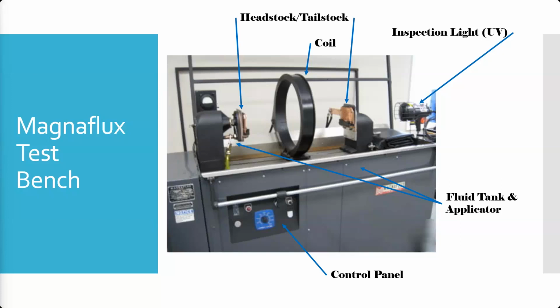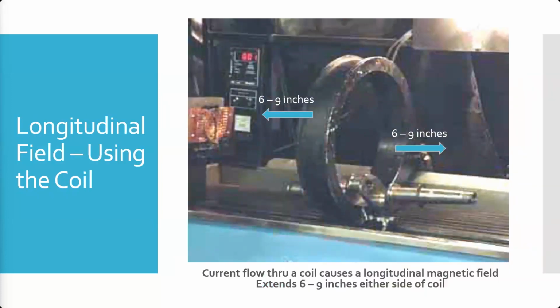Some of the other ones that we'll look at later are the dry methods, which is where you use a powder. And then there's also residual magnetism testing, which is where you run the current through and magnetize the part. The part's going to have residual magnetism, and then at that point you apply the particles, whether it's a wet or dry application. But we're going to be doing wet continuous. That's what these benches are designed for.